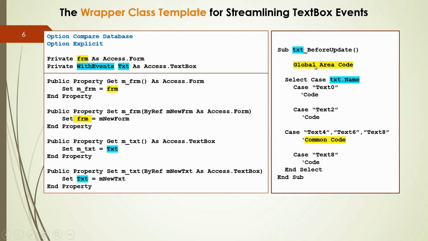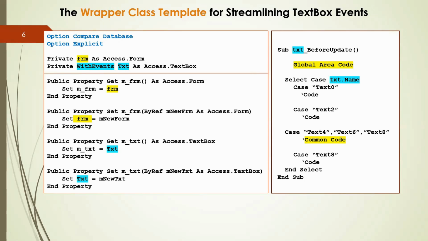Now, coming to the streamlined and structured event procedure coding, I have given an example here for the BeforeUpdate event procedure. Now the text box object instance, I have given the instance name txt. So naturally txt will be the event procedure prefix, and here I have given the BeforeUpdate event as an example. Now how to code, or how to streamline, the event procedures in the wrapper class is the example I have given here.